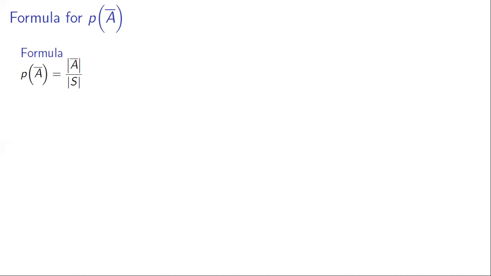Okay, so if all outcomes are equally likely, we can use our standard probability formula. In other words, it's the cardinality of the event divided by the cardinality of the sample space. Now A complement is S minus A. S is our universe. It's S minus A.